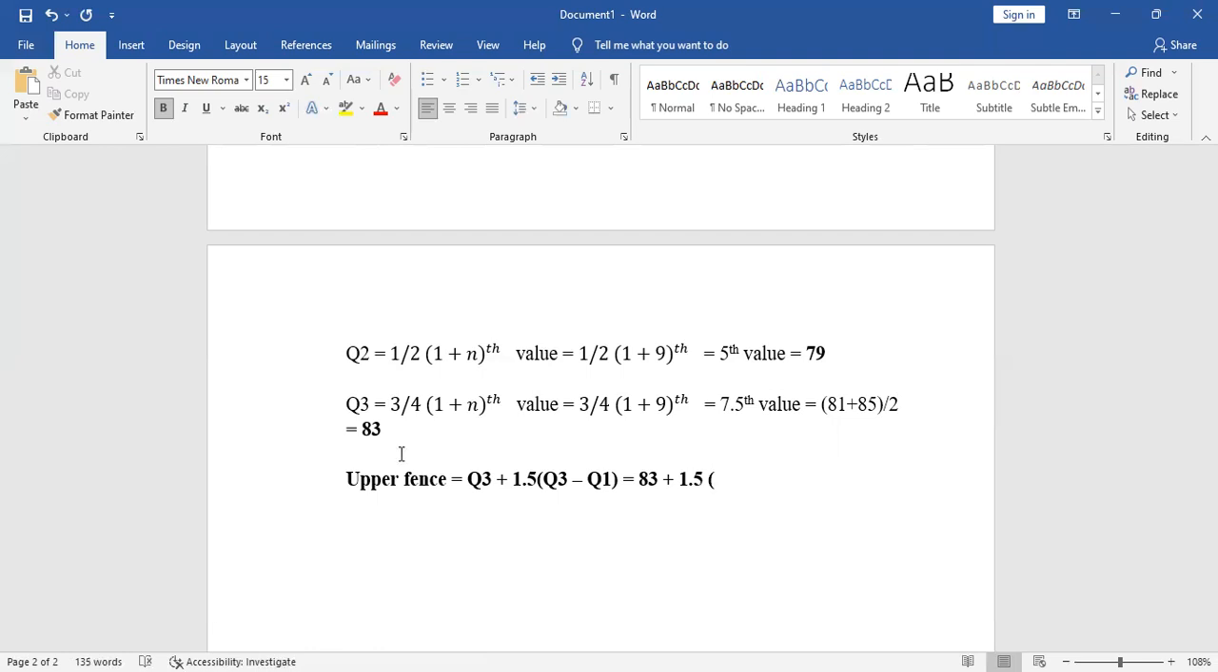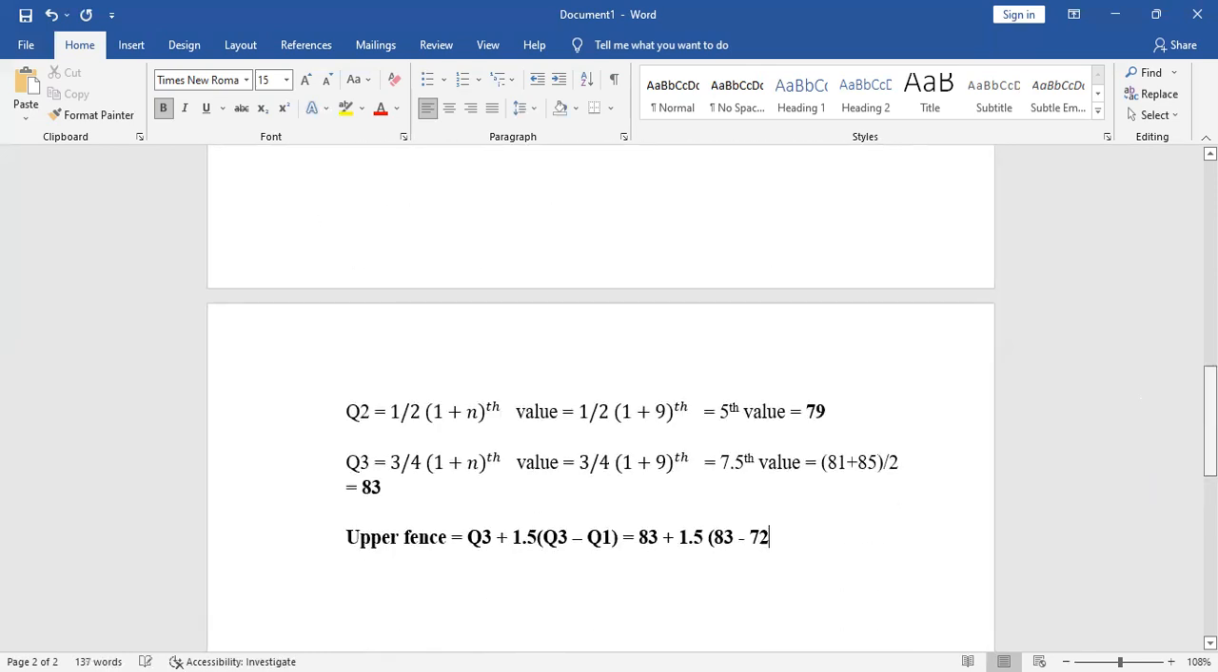So our Q3 is 83 plus 1.5, and the Q1 was 72. So the upper value will be given by, if I go on my calculator, I can load everything on the calculator at the same time. There's no problem. 83 plus 1.5, open brackets, 83 minus 72. The calculator will follow BODMAS itself. 99.5. So 99.5 is my upper fence.